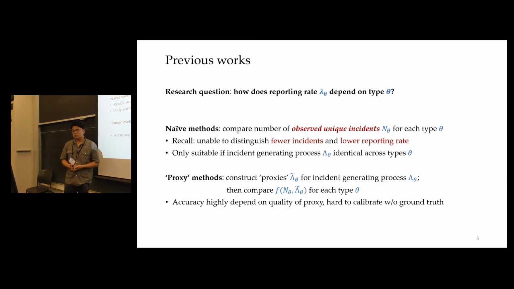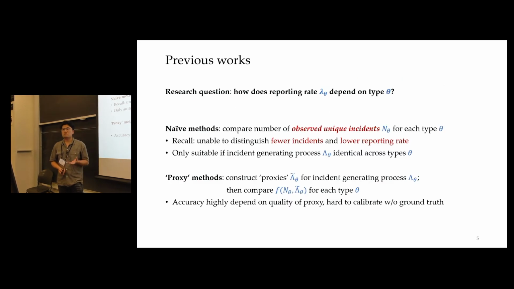The other type recognizes this problem, and they construct proxies for the hidden incident generating process, and then compare a function of the incident generating process and the observed unique incidents across all types theta. So the problem with this type of methods is that the accuracy highly depends on the quality of this proxy. And without ground truth data about the incidents, it's hard to calibrate those proxies.